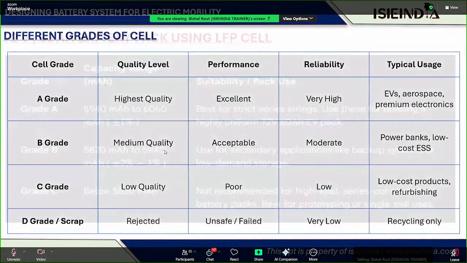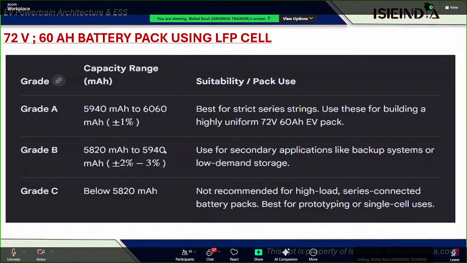Then you can see if you are manufacturing a 72 volt 60 ampere hour battery pack and you are utilizing a lithium ferrophosphate cell. Everywhere we are going to use two chemistries of lithium ion. One is LFP, one is NMC. Why are we going to use an LFP? Why are we going to use an NMC? Because these are the cells which are mostly utilized as far as EVs are concerned.